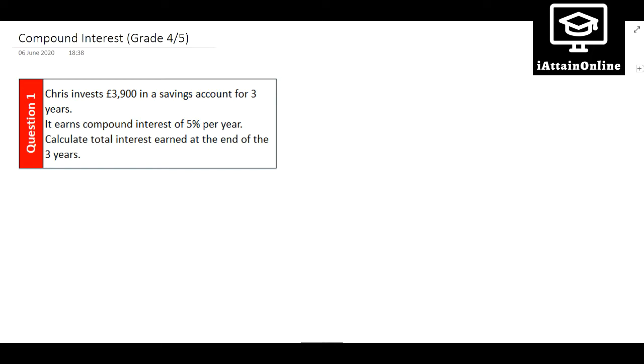Now, what a lot of people do here is they would just find 5% of 3,900 and then multiply that by 3 because there's 3 years, and then you would add that on to 3,900. However, if you did that, you're actually doing what's called simple interest. Simple interest doesn't change year on year, whereas compound interest does. So you need to watch out for these sorts of questions. It says in the question it's a compound interest question.